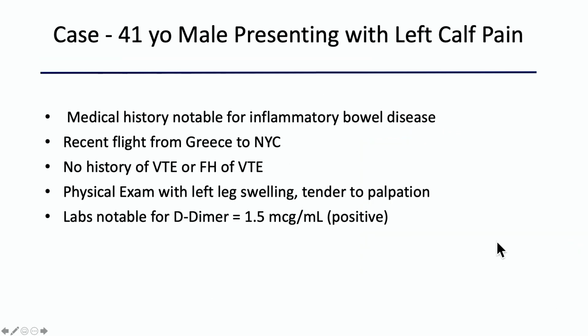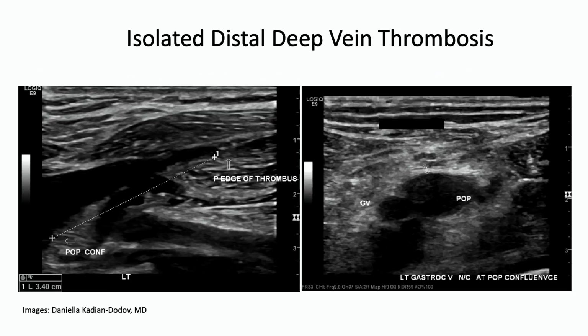So I have a case to kind of guide the discussion. This is a 41-year-old male who presented with left calf pain. He has inflammatory bowel disease. He had recently flown from Greece back to New York. No history of venous thromboembolic disease or family history of venous thromboembolic disease. On exam, he's got left leg swelling. It was tender to palpation, and he had an elevated D-dimer.